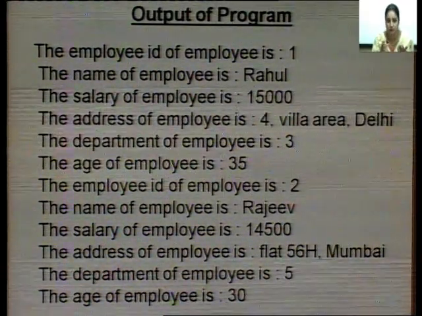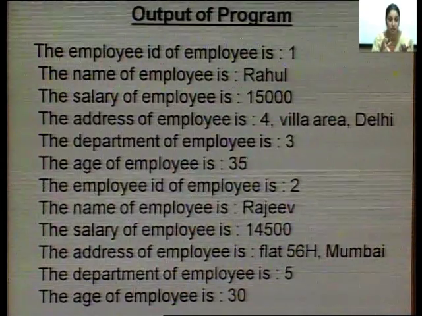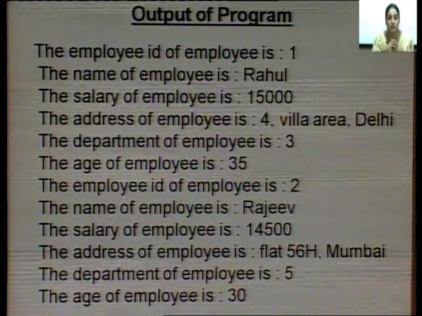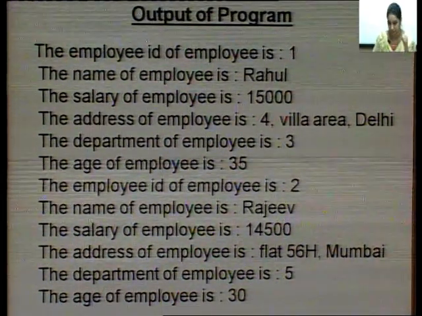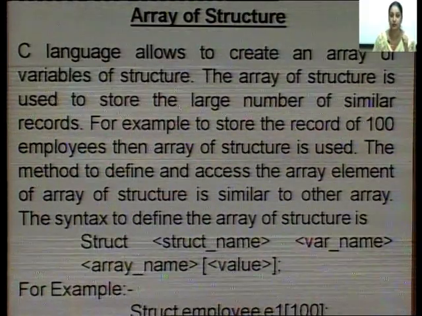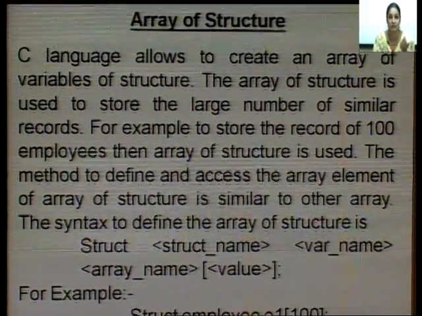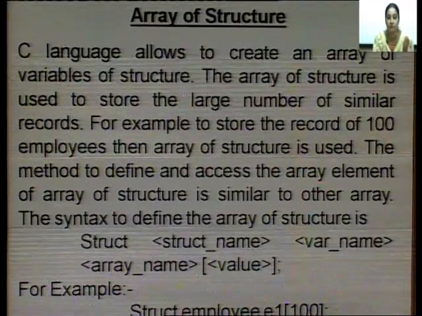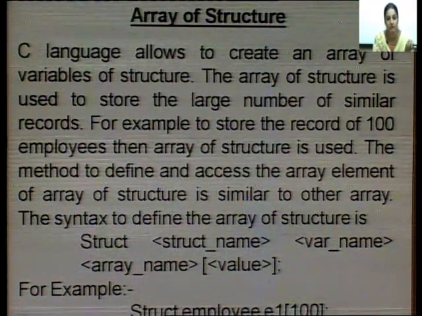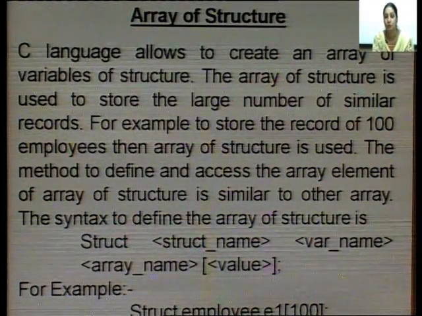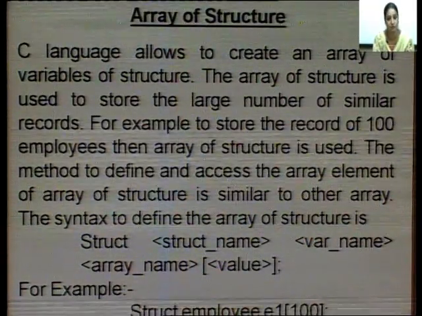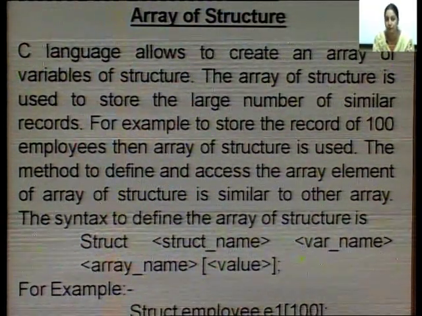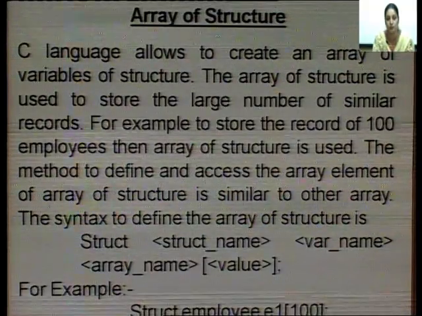These are the two sets of structure variables which are defined by the user. Now the array of the structure. The structure can also be used in an array; we can create an array of the structure. The C language allows us to create an array of variables of the structure. If I want to create an array of the structure, then C language allows us to do that.